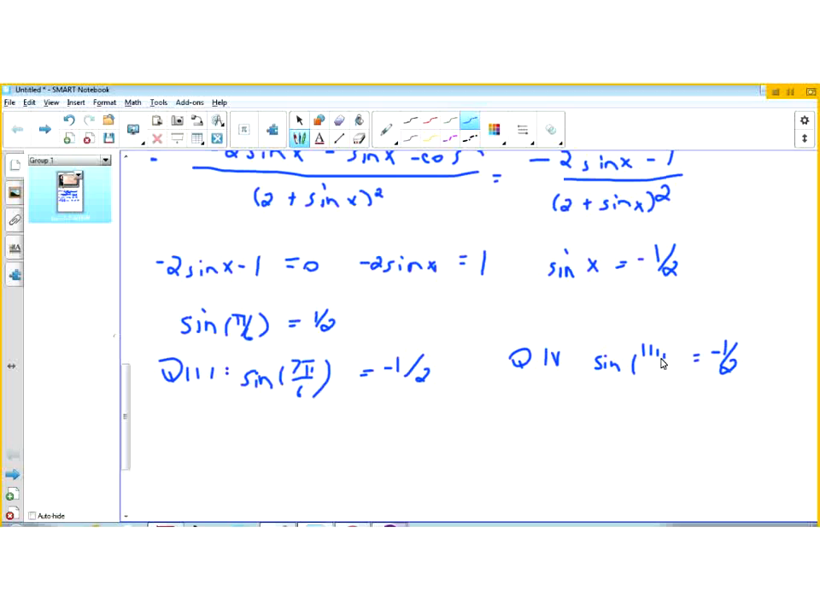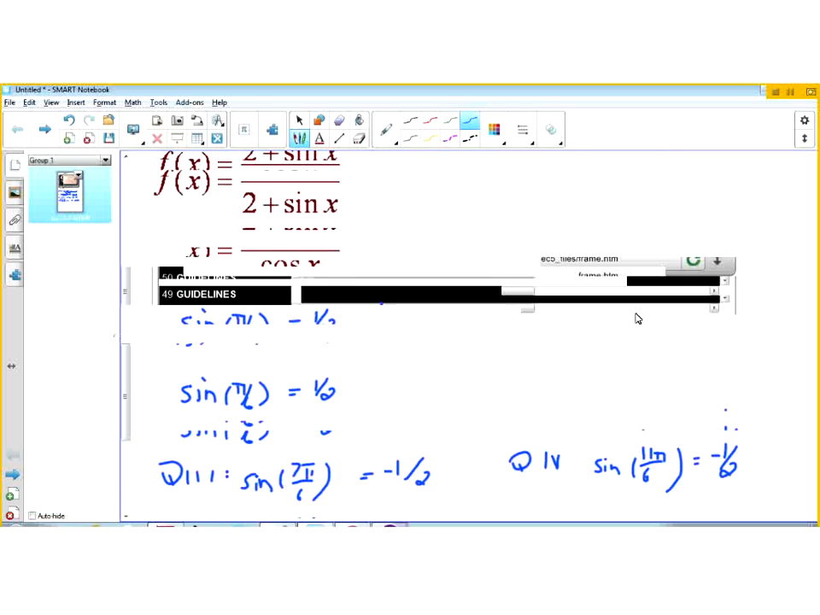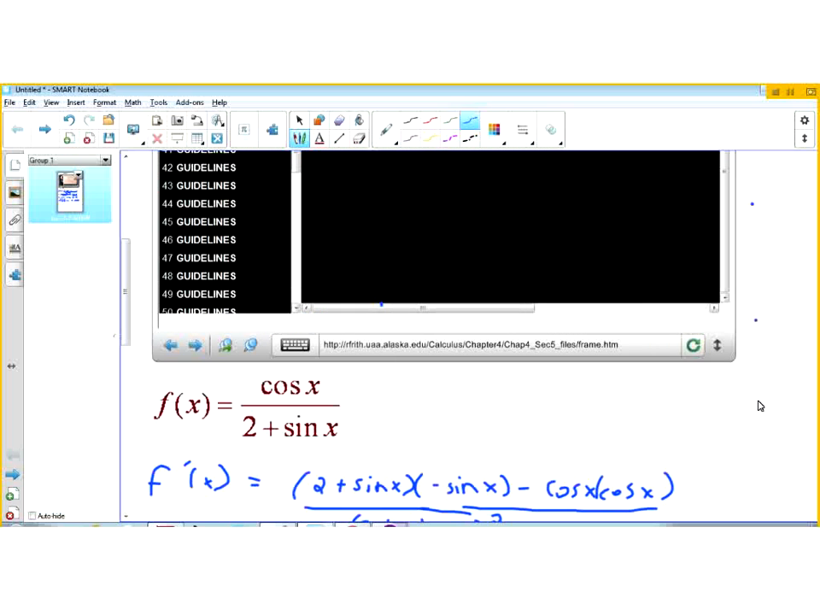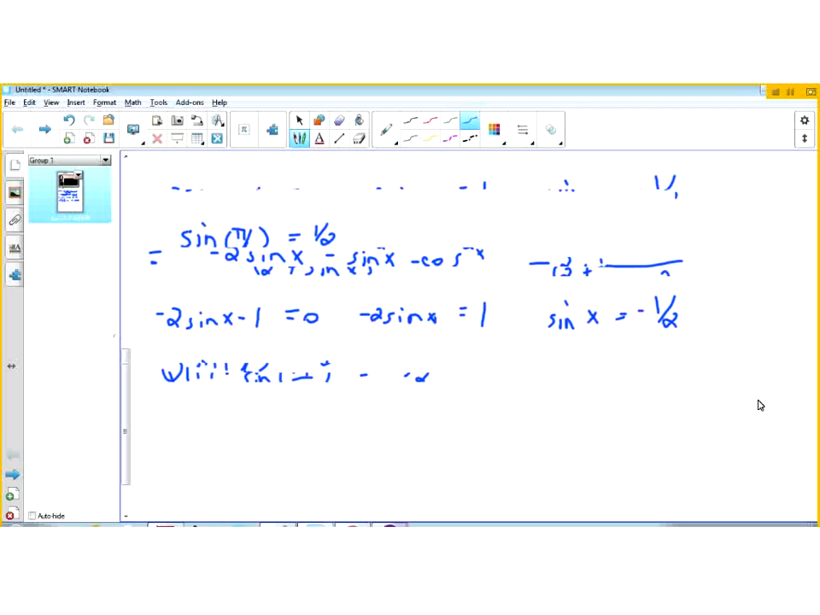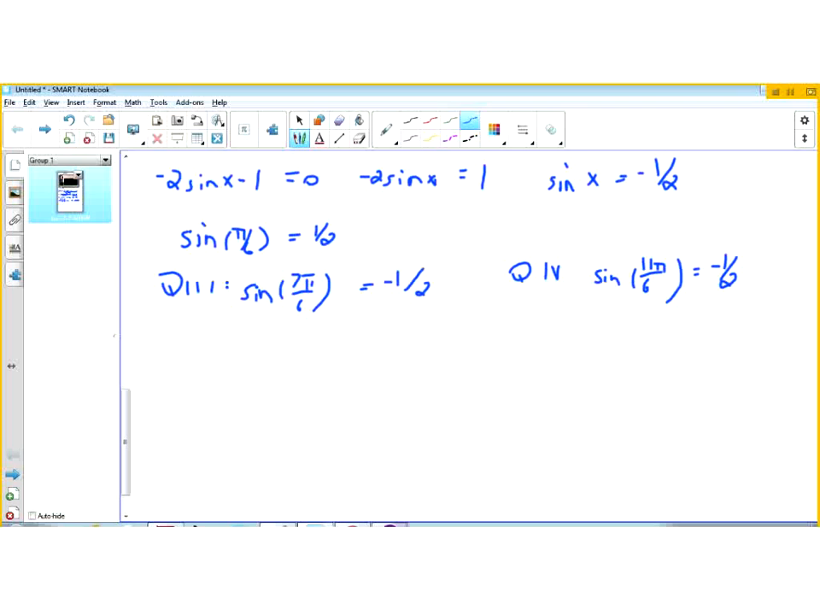It went too fast. Okay, so now we're settled. Is that what they get now? Yeah, 11 pi over 6. Okay. Now, all right. So between 7 pi over 6 and 11 pi over 6, where are you on the unit circle? Okay, let me show you.